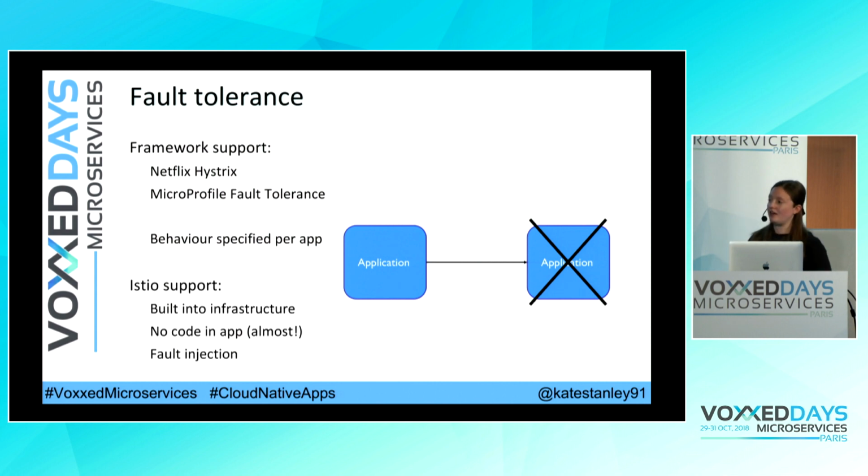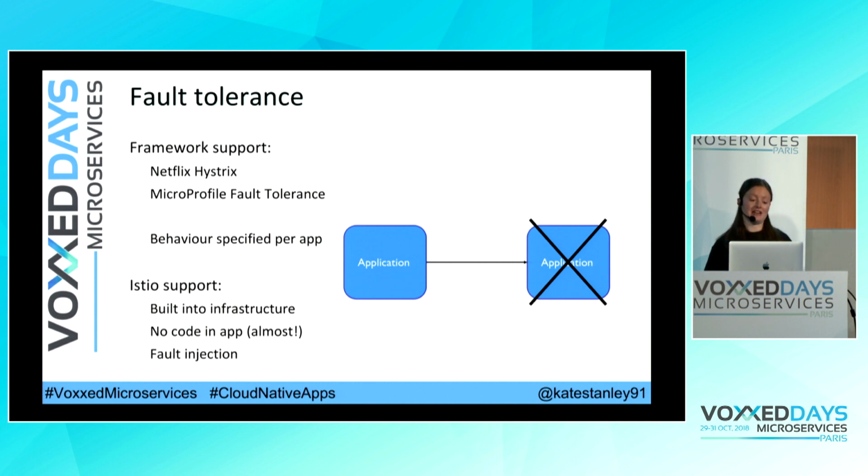So for Istio, it's built into the infrastructure. So again, here you provide a YAML file that says these are the number of retries I want to have. And this can be per service request. You can say when this service is calling this service, that's how many retries I want. And you have almost no code in the app.